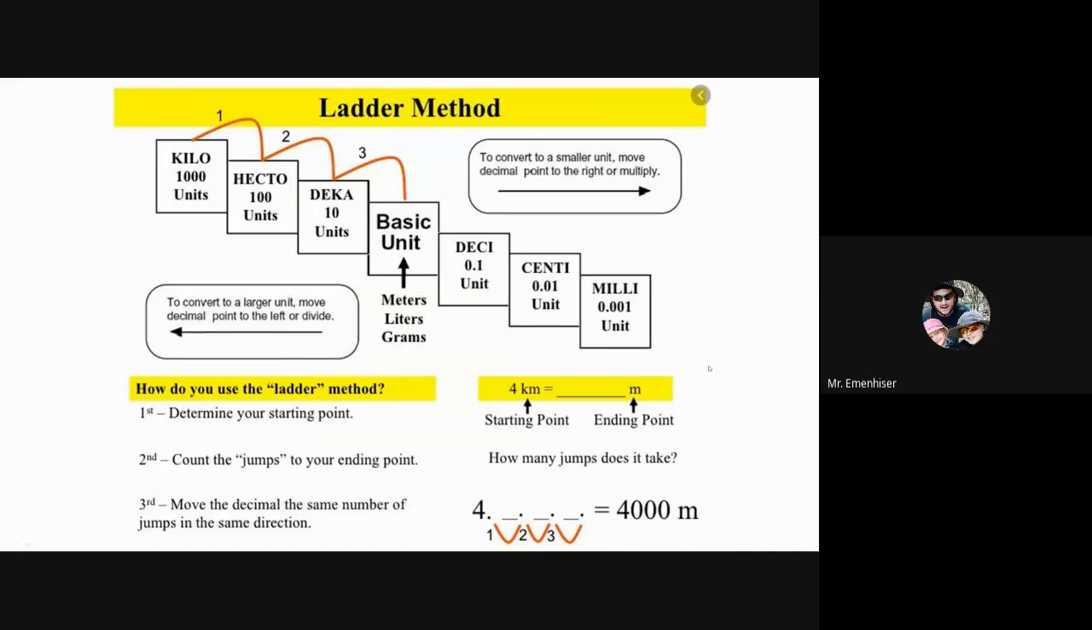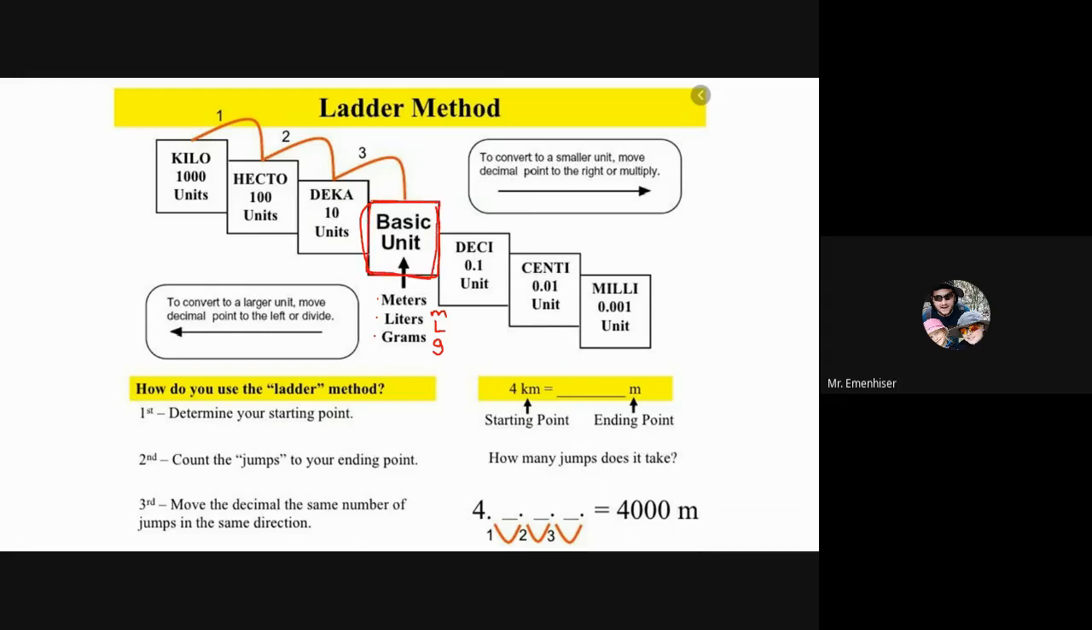All right, so here's the ladder method. This is our base unit. Okay, let me circle that. Here's our base unit. It can be the meter, the liter, or the gram. The meter is little m, the liter is capital L, and the gram is little g. These are our three units. The meter is used to measure distance. The liter is used to measure volume, and the gram is usually used to measure mass or weight, how heavy something is.